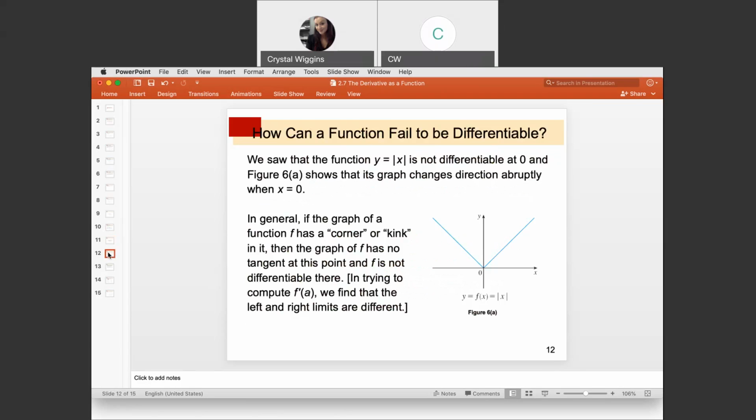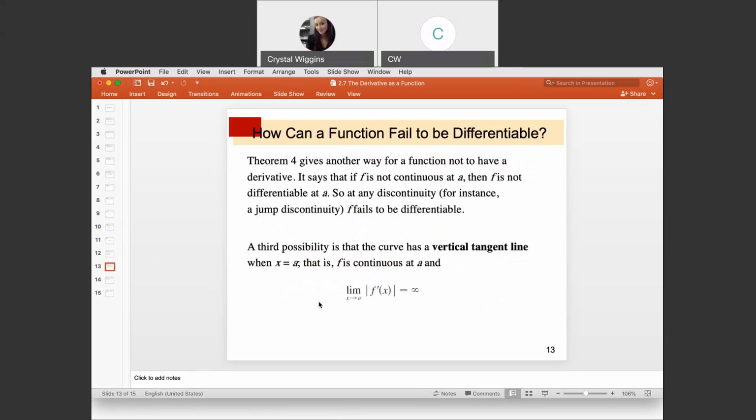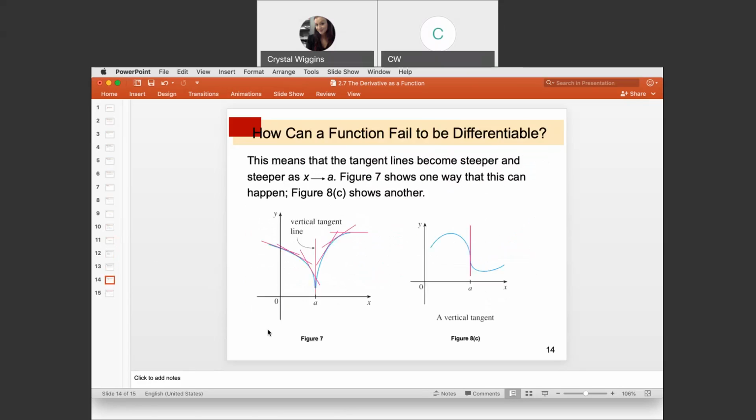Whenever we have a point in the function where the tangent line is a vertical line, which we know that the slope of vertical lines are undefined, that's when the function is not differentiable at that point. So in the case of the absolute value function at 0, the derivative does not exist. And that's because the slope of that tangent line is undefined as it creates a vertical line. Okay, so any place in a function where the tangent line is a vertical line, it is not differentiable at that value a.